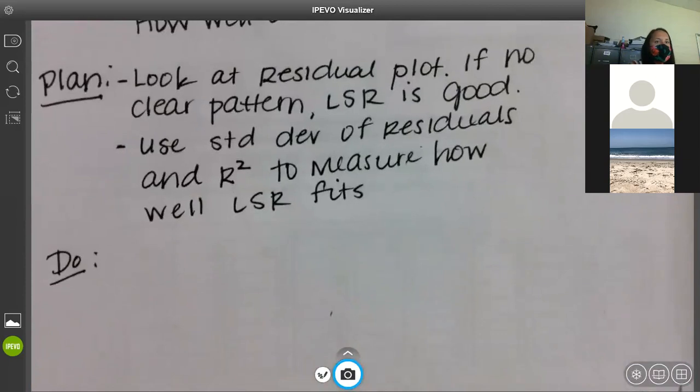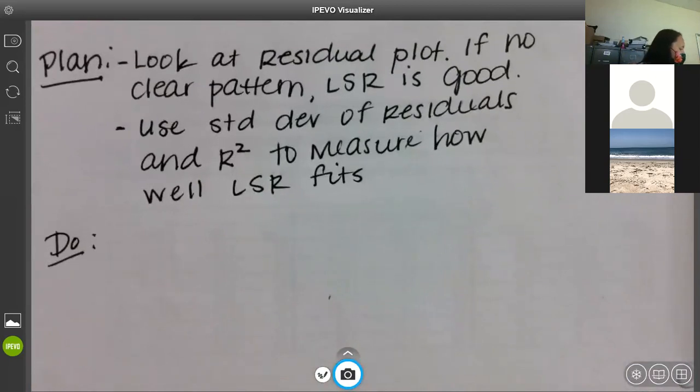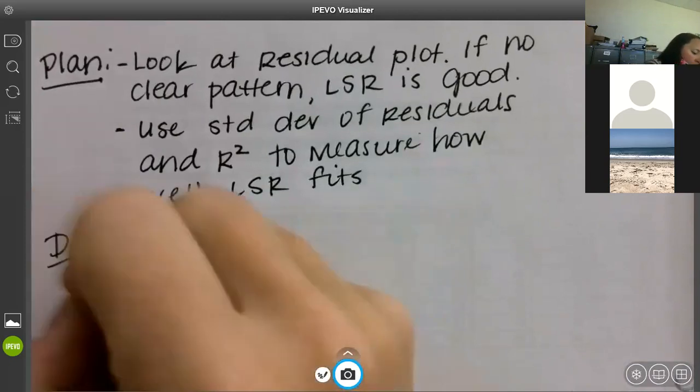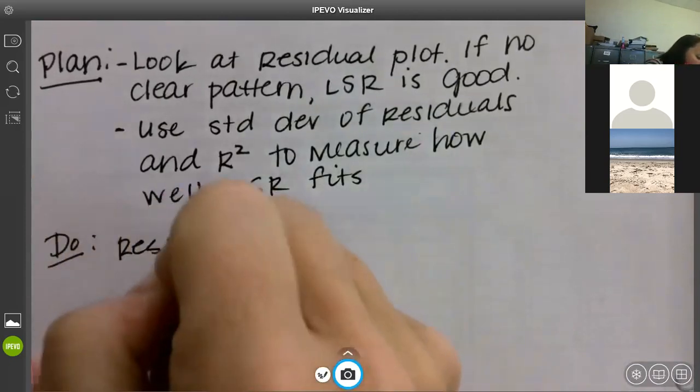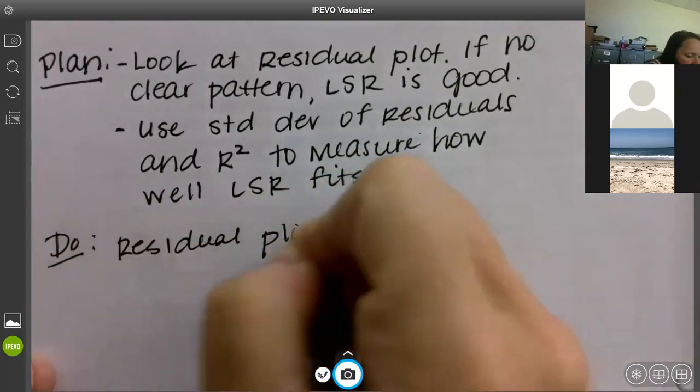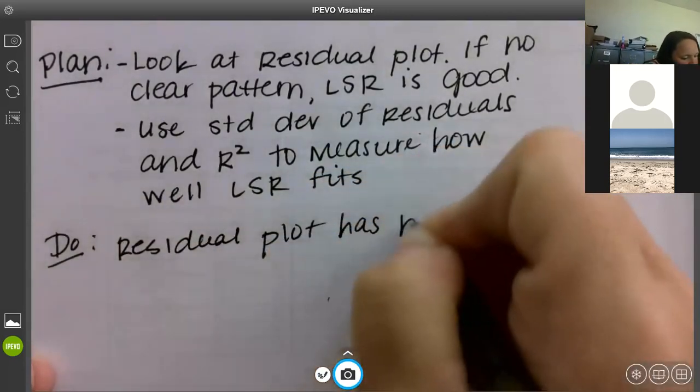All right, so our do part, you guys look at that residual plot. Tell me what you see. So residual plot has no clear pattern.